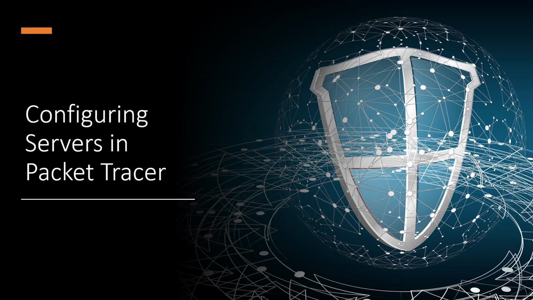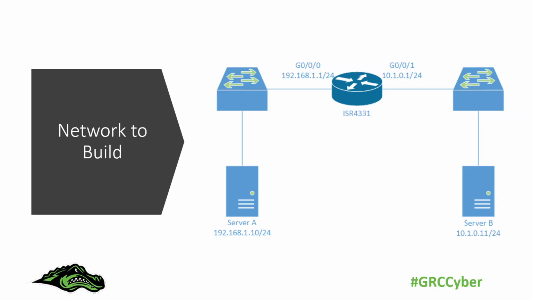In this video, we're going to talk over how to configure servers inside Packet Tracer and what some of the capabilities are once we've configured them. For this video, this is the network we're working off of. We have two different servers that you can see there at the bottom, server A and server B.